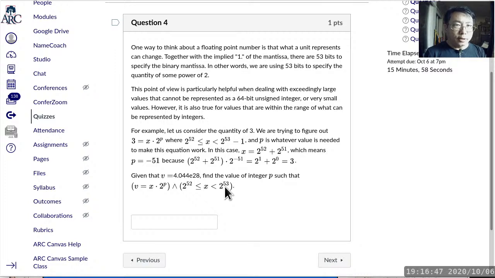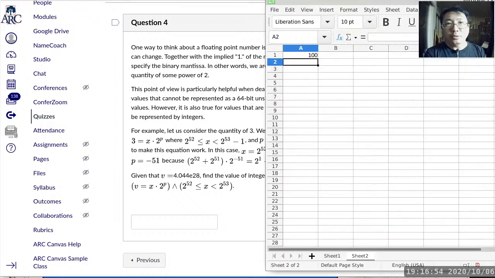So how do we solve for this? Well, once again, there are many ways to solve for this problem. Let me just go ahead and use the spreadsheet method again.